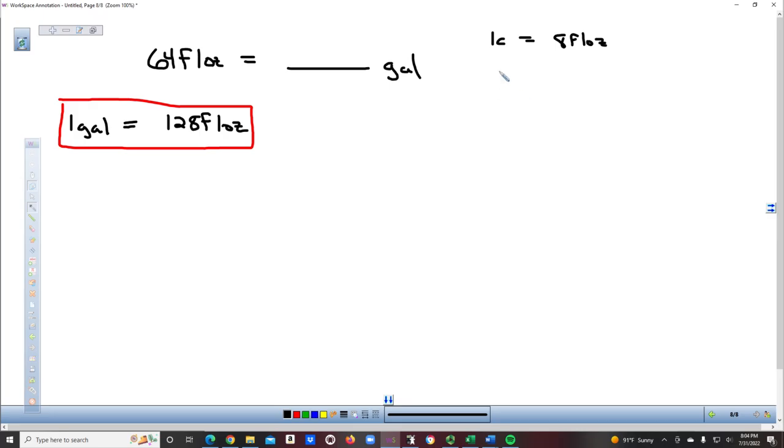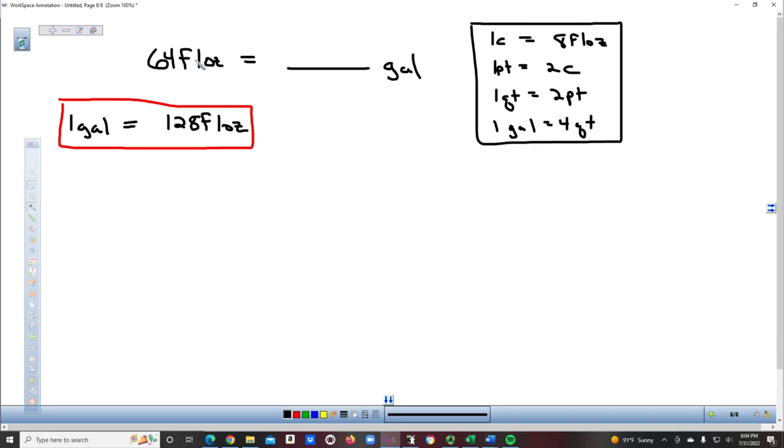We can also say that for every 1 cup, you have 8 fluid ounces, and for every 1 pint, you have 2 cups, and for every 1 quart, you have 2 pints, and for every 1 gallon, you have 4 quarts. Alright, so we can set up our train track by going through each additional bigger unit until we get it up to gallons, if we didn't know that 1 gallon is 128 fluid ounces. So let's just start off with that one first.